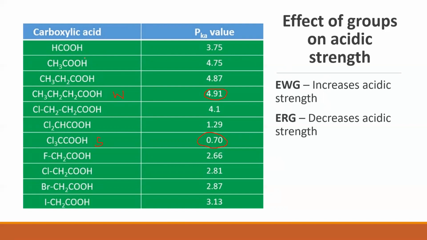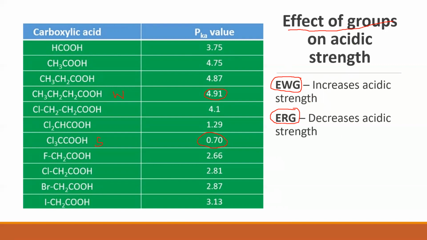Clear? Now we have all these acids which are differing in the pKa values. Why do you see a difference here? This is the next concept that we'd like to understand, which is the effect of groups on acidic strength. Now, the effect of R groups on acidic strength. There are two kinds of groups that we already know, EWG and ERG. Who is EWG? EWG is an electron withdrawing group. It means it is a group which pulls electrons towards itself.